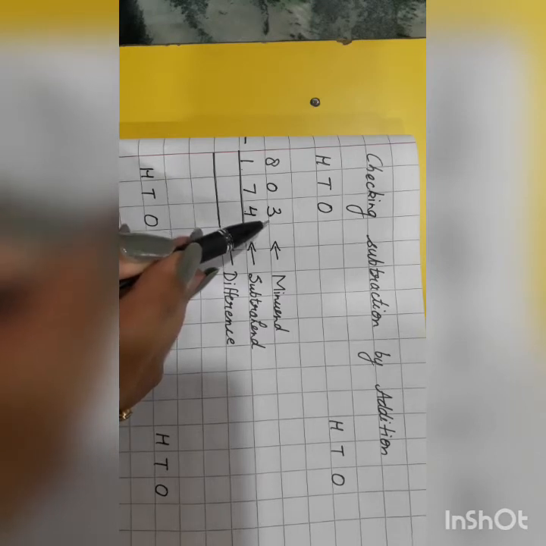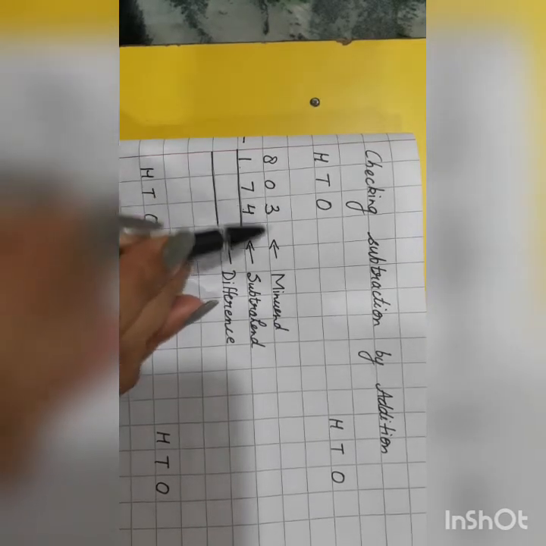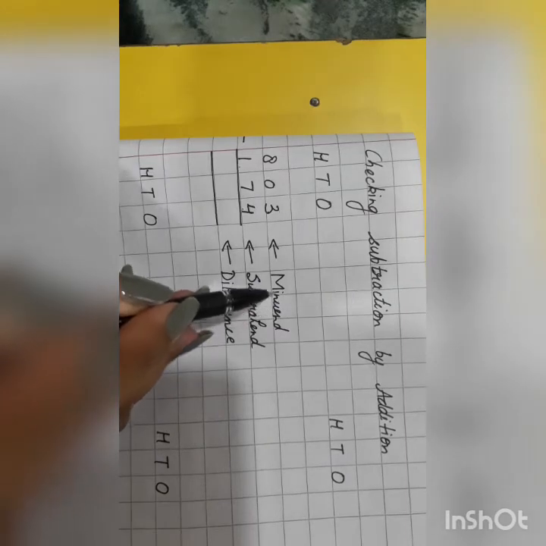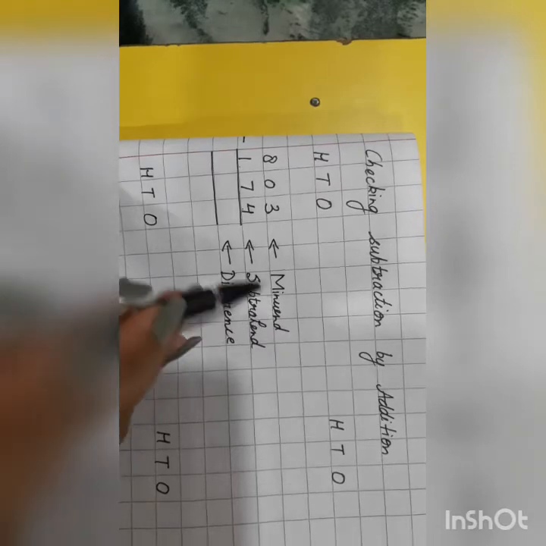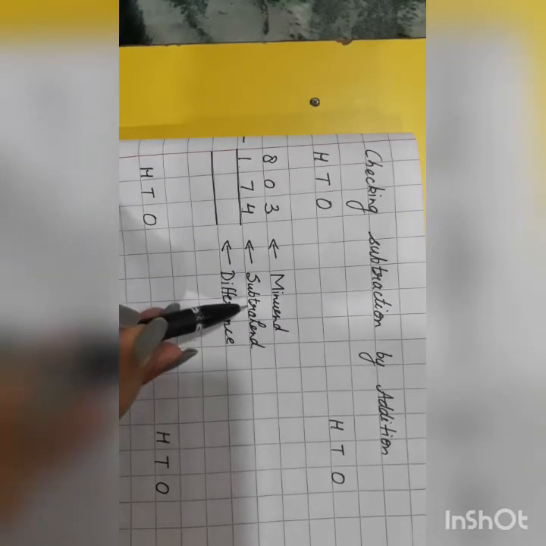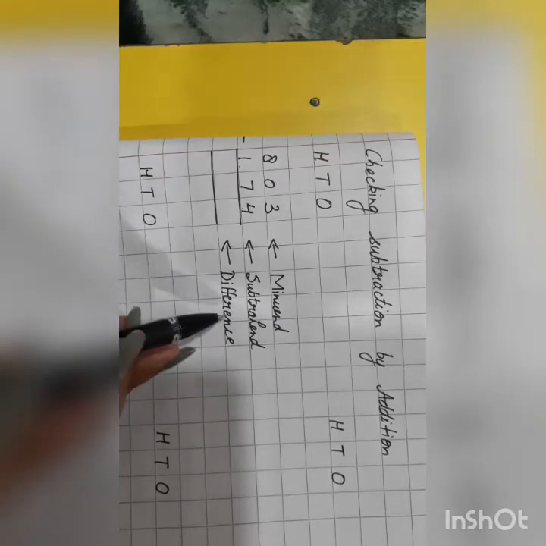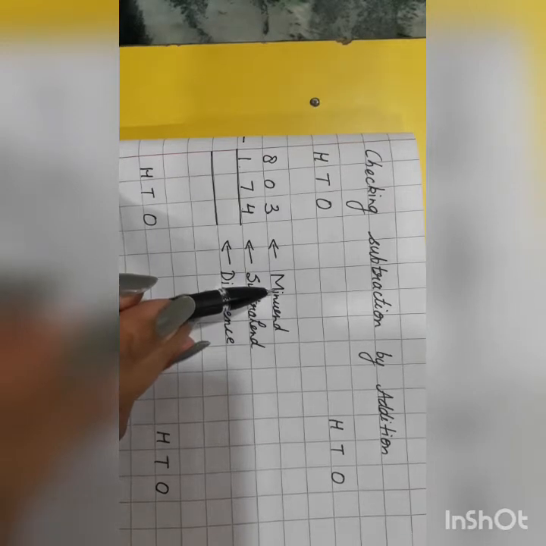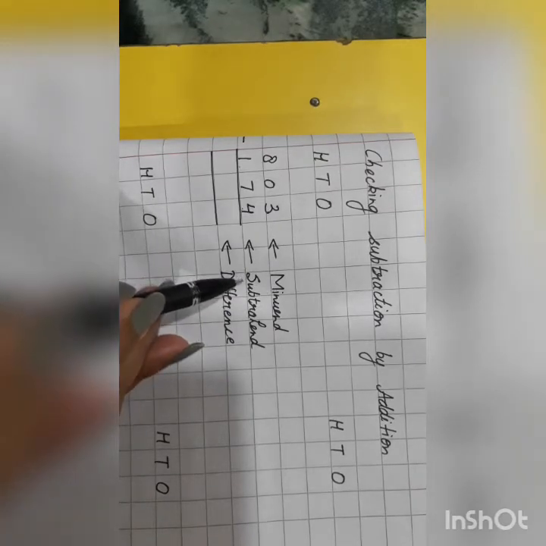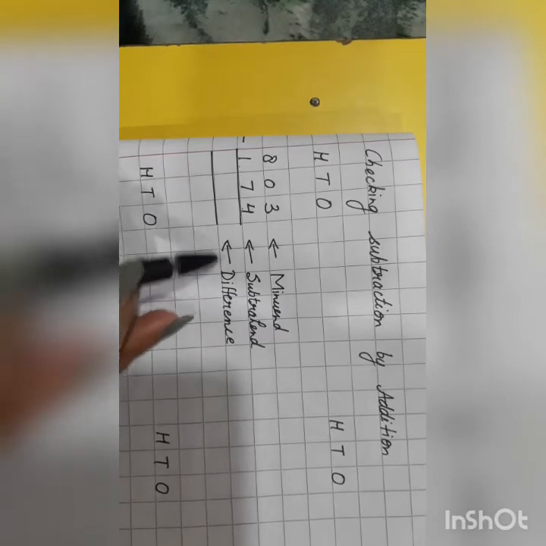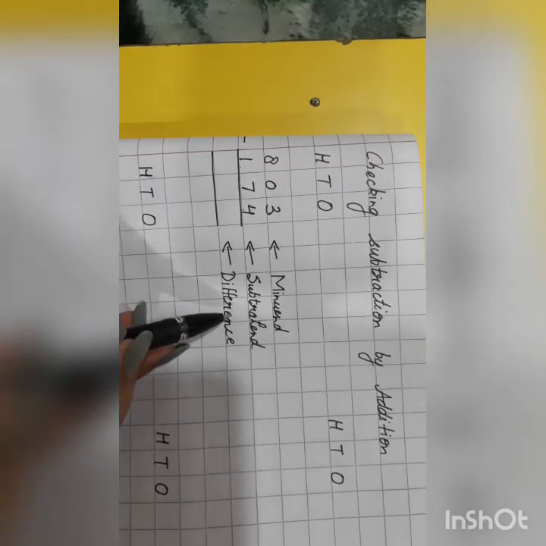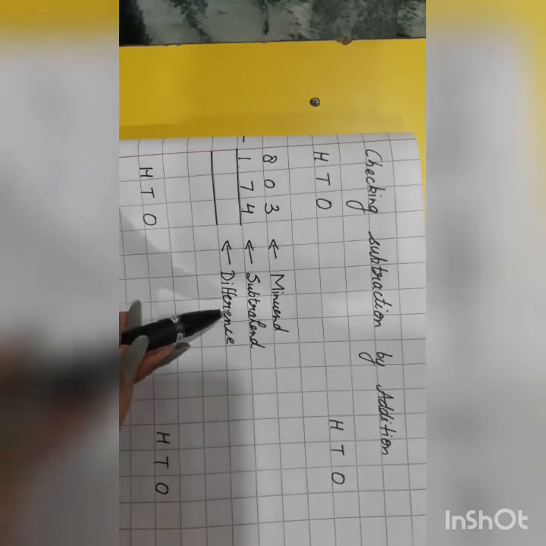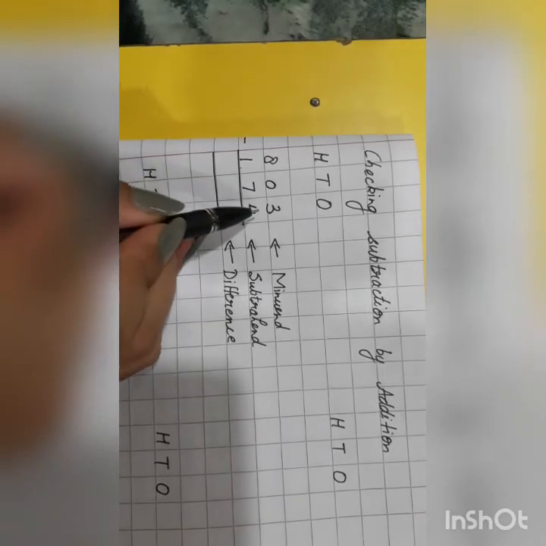Before we begin the subtraction, I want to tell you the bigger number is also known as minuend. What do we say? Minuend. Speak up with me. Minuend. And the smaller number is known as subtrahend. And the answer is known as difference. Okay? The bigger number is known as minuend, the smaller number is known as subtrahend, and the answer is known as difference. You have to learn this. Do not forget.